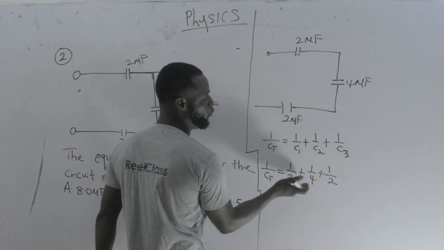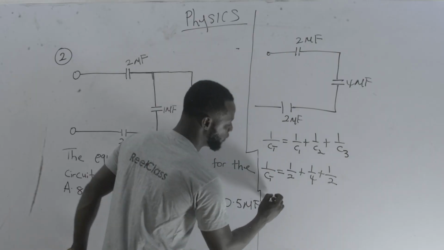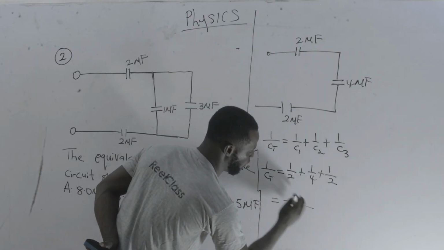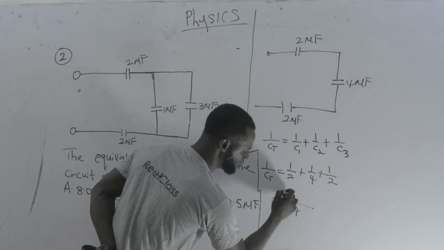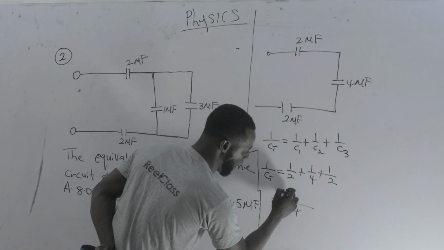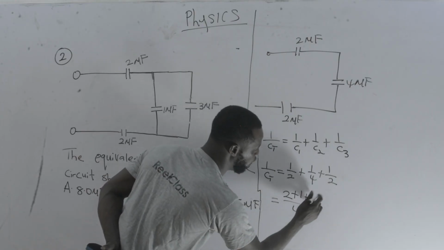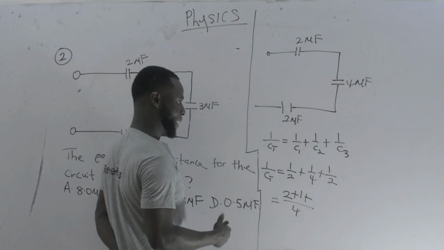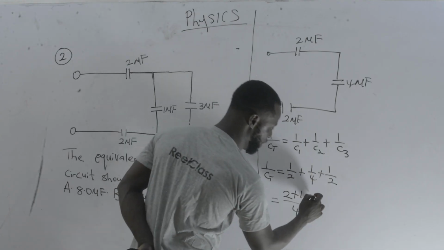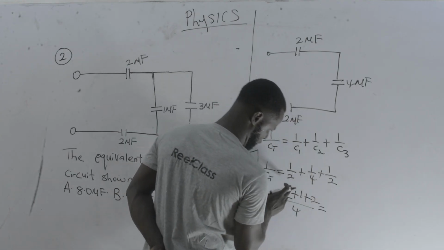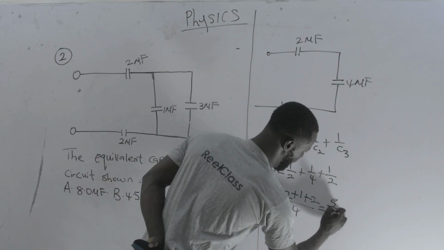The LCM of 2, 4, 2 is 4. So this will give me 4, of course. 2 into 4 is 2, times 1, 2. Plus 4 into 4 is 1, times 1, 1. Plus 2 into 4 is 2, times that 1 is 2. Everything will give me 5 over 4.